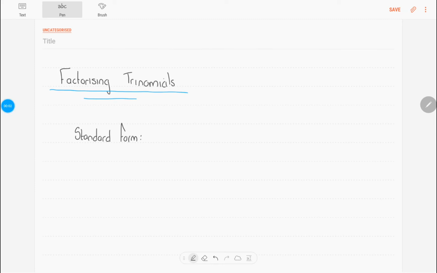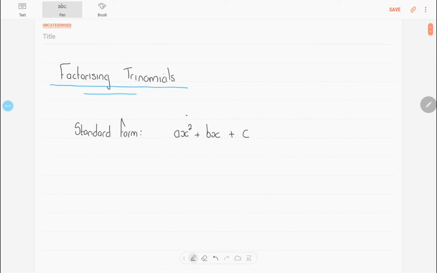What's happening, guys? Today we are looking at how to factorize trinomials. Alright, so let's look first of all at our standard form. So we generally have a trinomial in this state. Okay, note the descending powers of x. Right, we have an x squared over here, then an x, and then no x's.